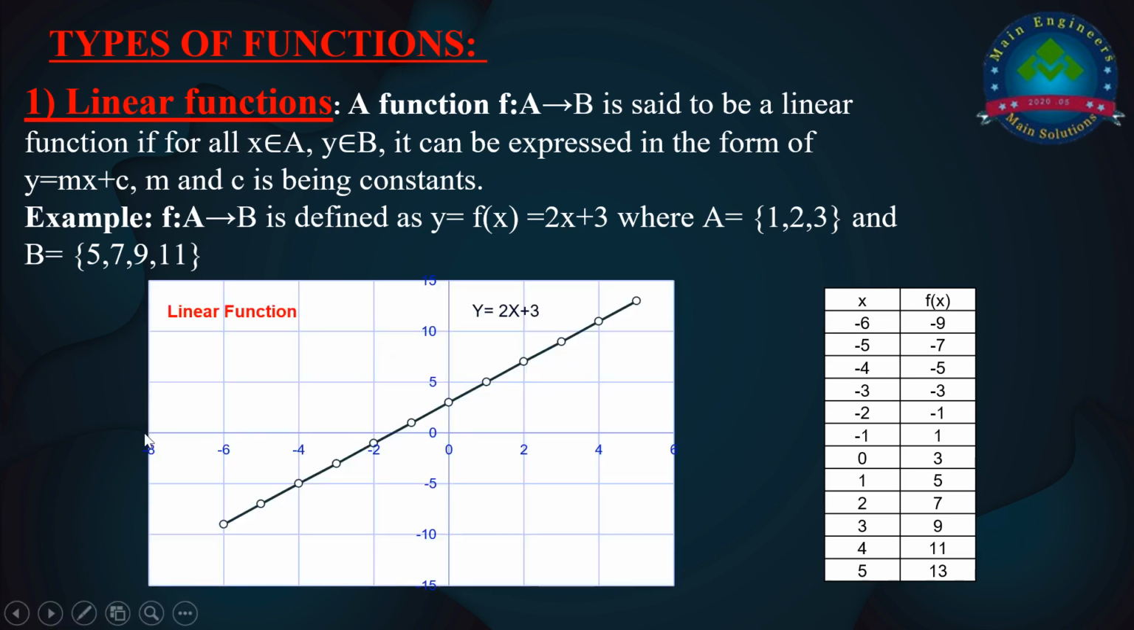As we see, this is the x-axis and this is the y-axis. For x equal to -6, f(x) is -9. So this is the point. Then again -5, -7. So here -5, here is -7. This is the point. Another is -4 and -5. The same way you will get all these points. When you join all the points, you will get a straight line.